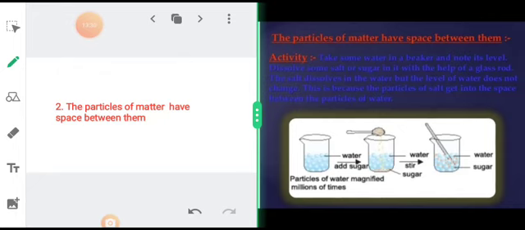I would like to remind you one more time that the amount of space does vary from form to form of matter. Like in one form of matter, the space might be a bit less, and in another form of matter, the interparticle space might be slightly more.